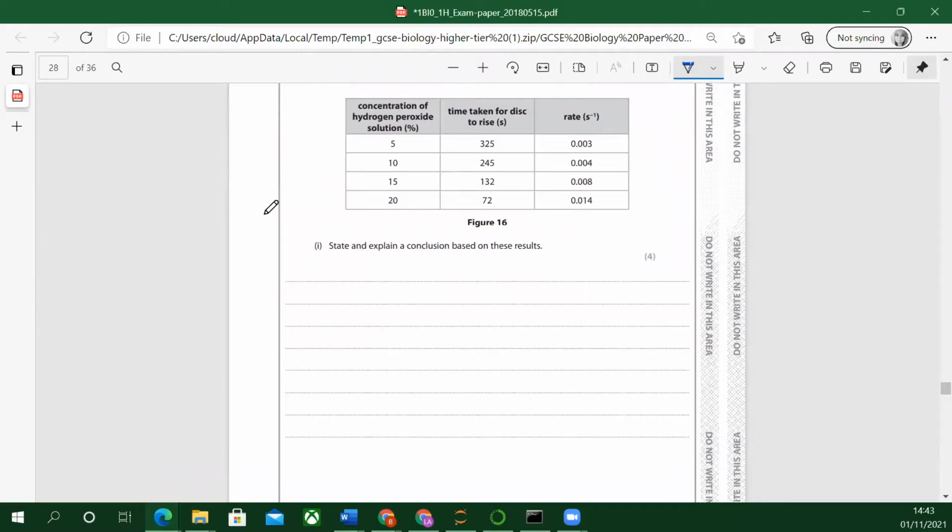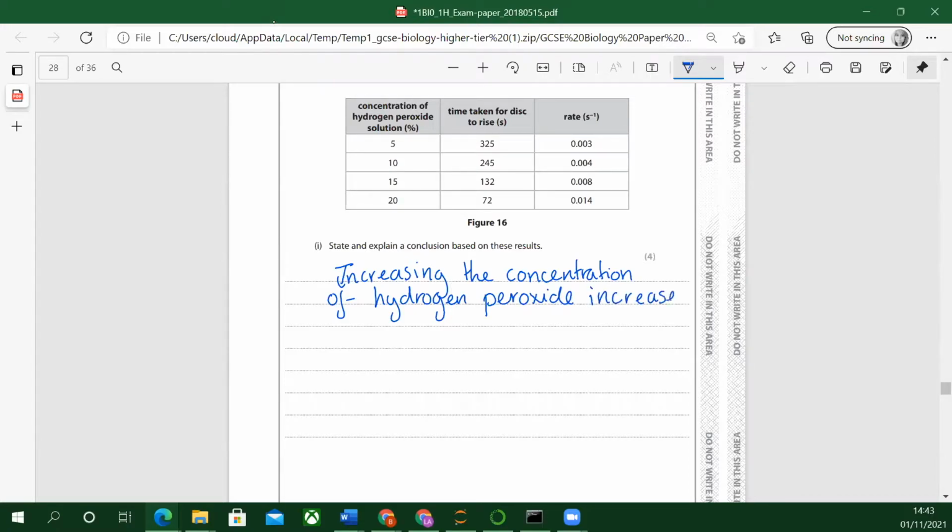Okay, so state and explain a conclusion based on these results. So we've just read what was happening. So increasing the concentration of hydrogen peroxide increases the reaction rate. So we worked out the reaction rate.